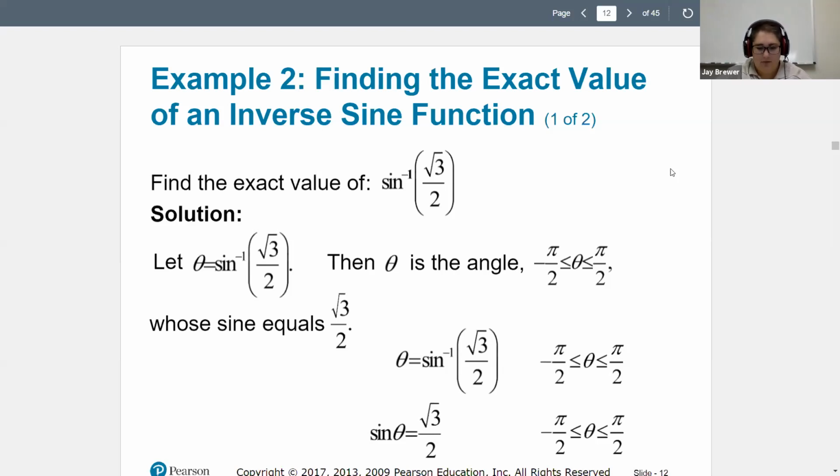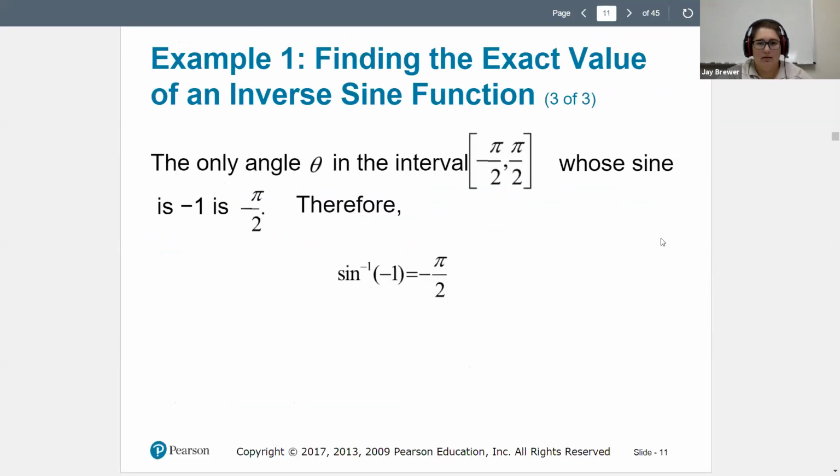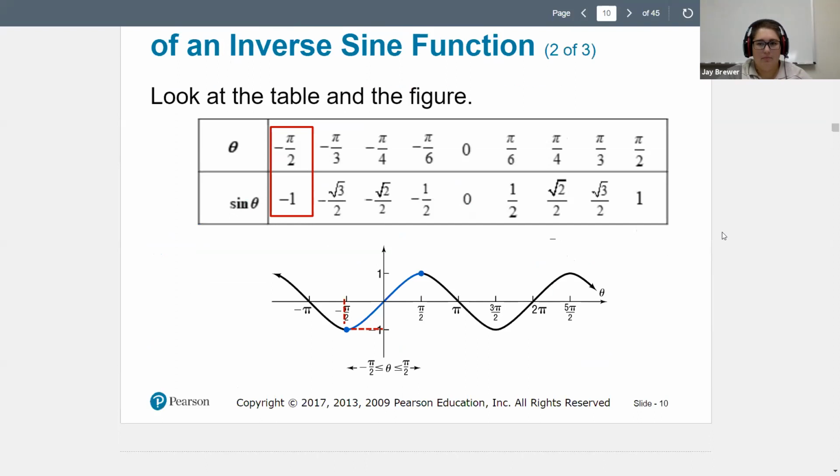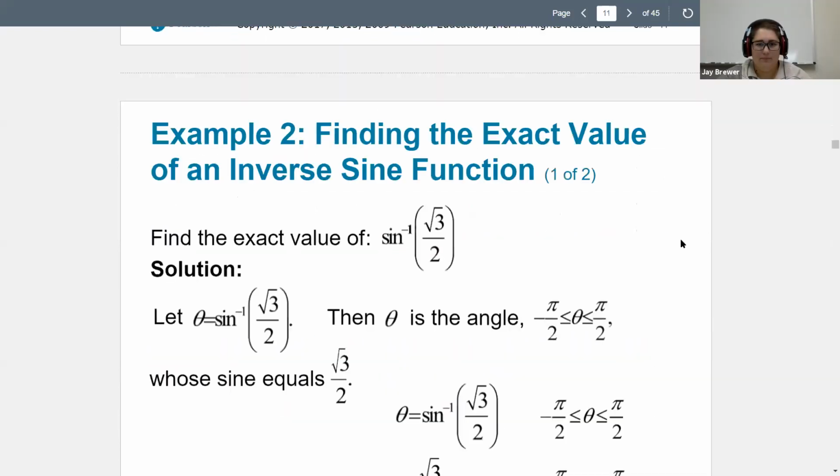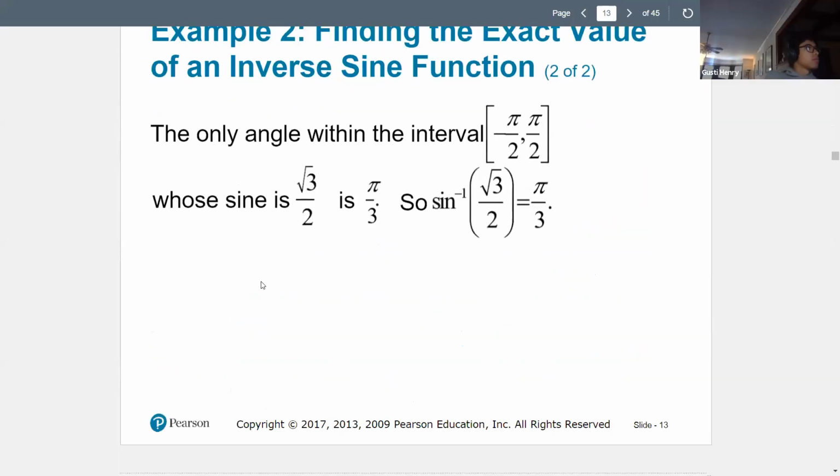You can look at a table. If you want, we can go backwards and look at the last table. So you're looking for the square root of 3 over 2. Yeah, it's pi over 3. Very good. Okay, so since pi over 3 falls within that interval, that's your answer.